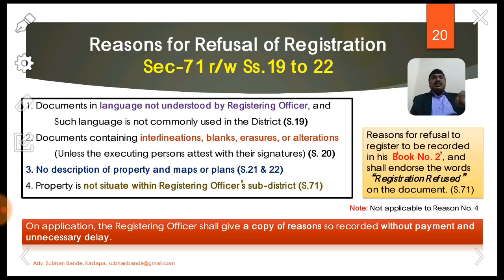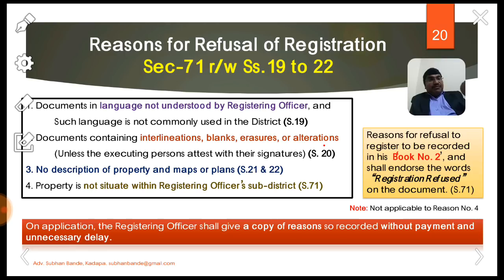If your property is situated in the jurisdiction of a particular sub-registrar, you should produce such a document to the registering officer of such sub-registrar. You need to produce such a document in such sub-registrar office. This is the rule specified under section 71.